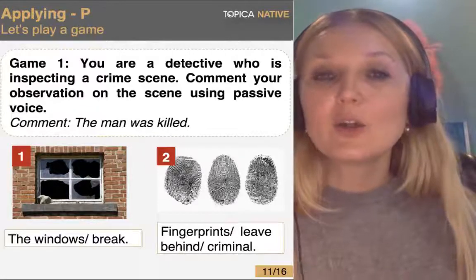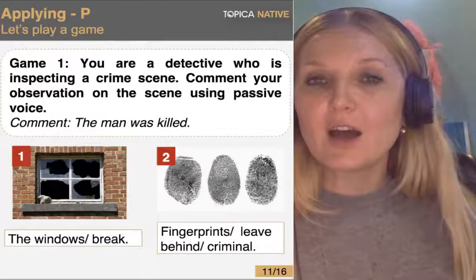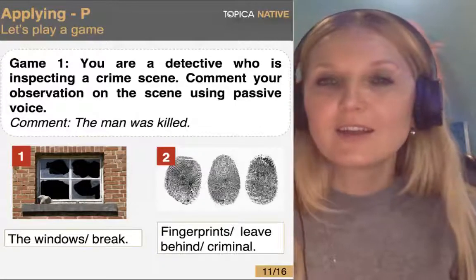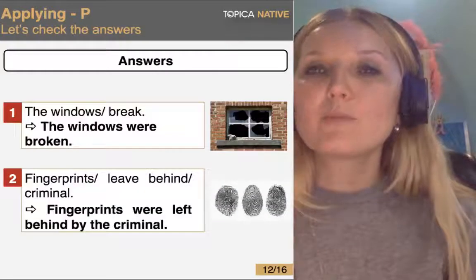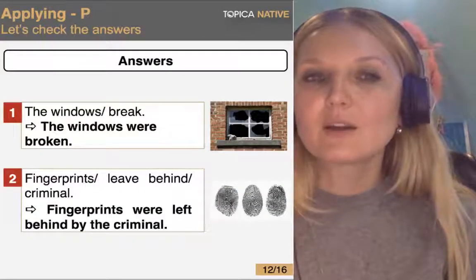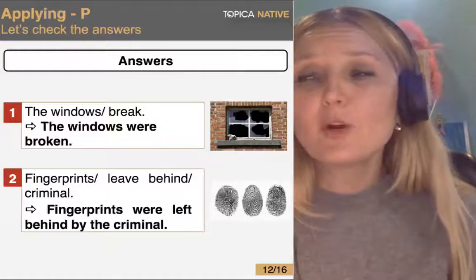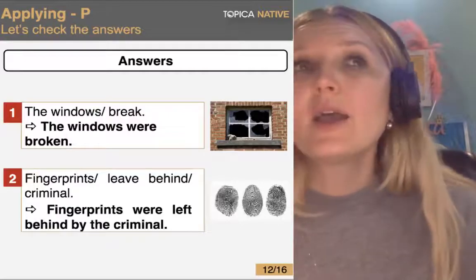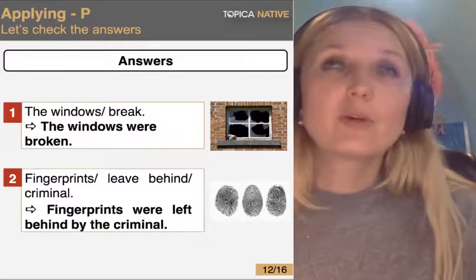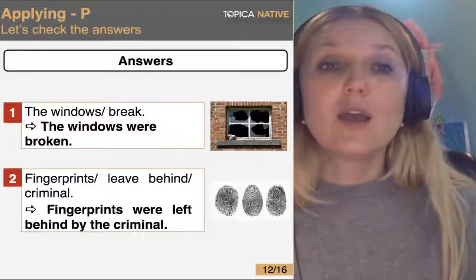Okay, so let's check ourselves. Do you have other answers? What about the second one? All right, so let's check. The windows were broken, right? Of course, it's possible to say the windows have been broken. If we don't know when, we can use present perfect. Here is the result: they have been broken.